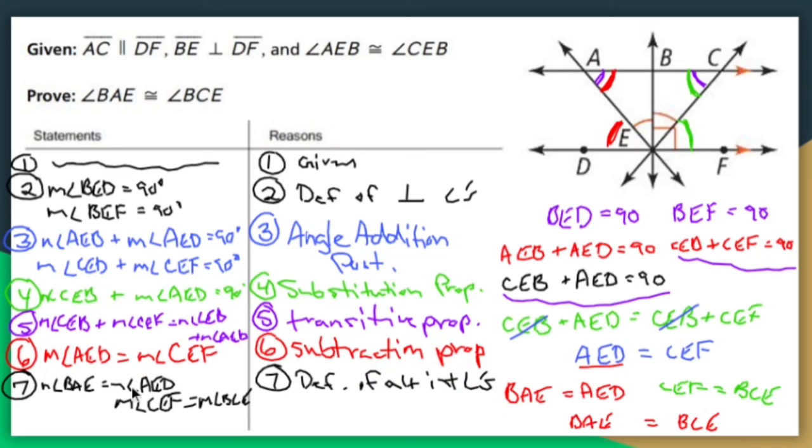And last but not least, since AED was BAE and CEF was BCE, then BAE is before Christ. Sounds like my dating history, right? The measure of angle BAE is the same as the measure of angle BCE, and that was substitution property of equality. Maybe you can get away with transitive for that one.